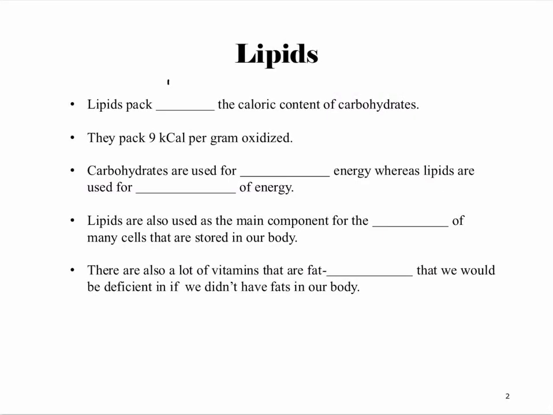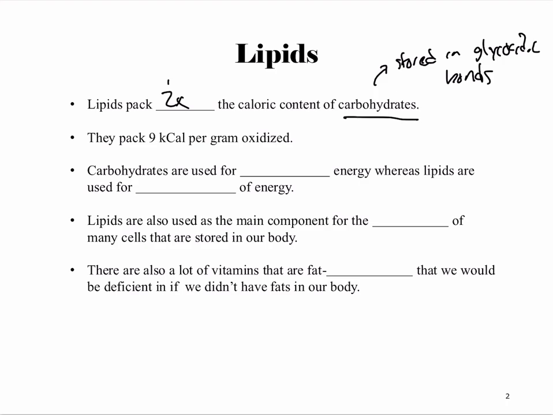So lipids pack about 2 times the caloric content of carbohydrates, right? Where was the caloric content of carbohydrates stored? Does anyone remember? It was in the glycosidic bonds, right? In a lot of lipids, we have things like triglycerides, and those are also stored in different bonds throughout the molecules, depending on if it's a simple lipid or a complex lipid, but also in the ester bonds a lot of times.